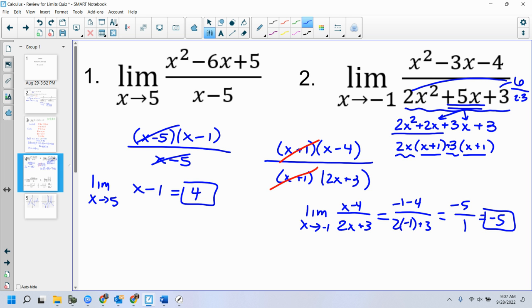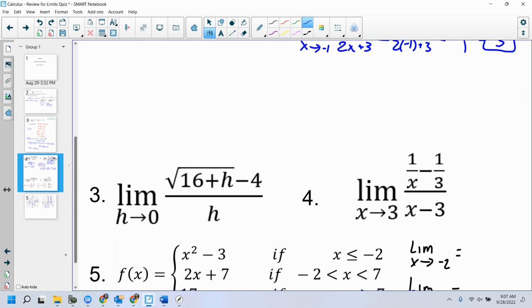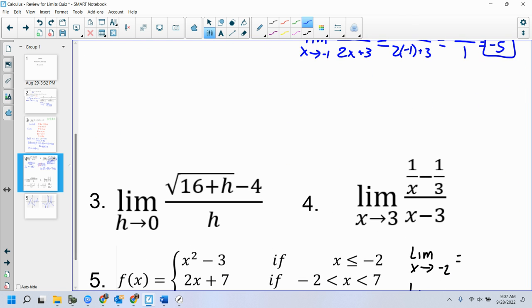Questions on that? I would venture to guess that the hardest part about that was factoring. That one at least. Let's take a look at numbers 3 and 4.